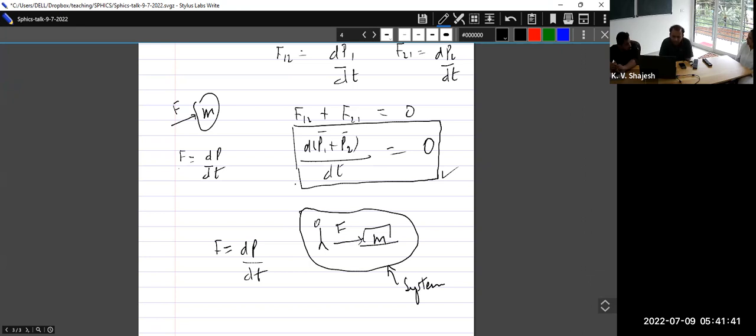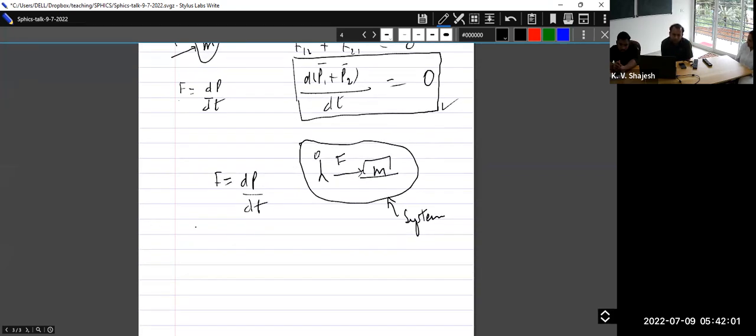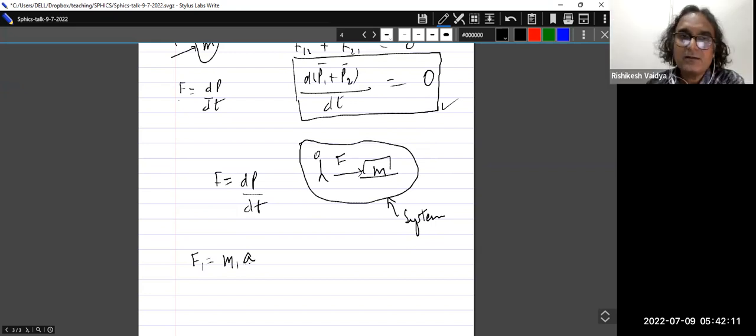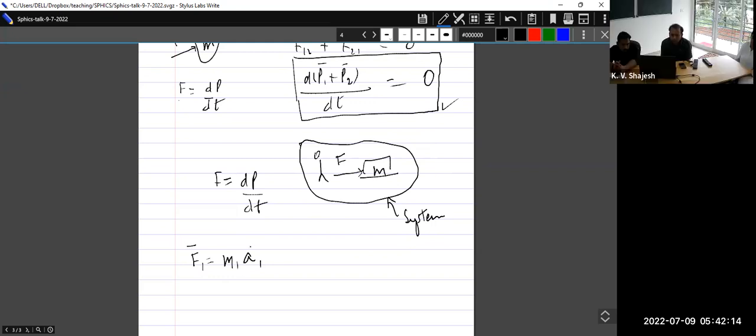So I have some issues here. If you have two masses going with two accelerations under the action of two independent forces, F1, M1, A1 and F2, M2, A2, the first one obeys F1 equals M1 A1, and the second one obeys F2 equals M2 A2.